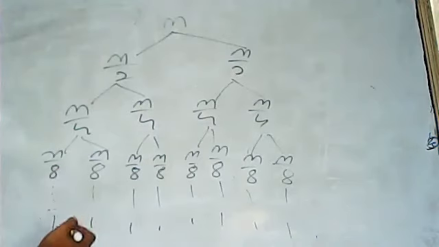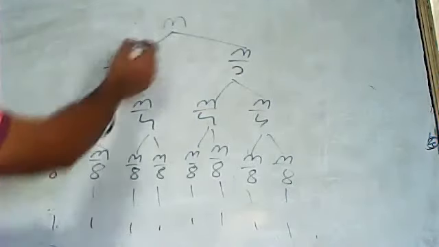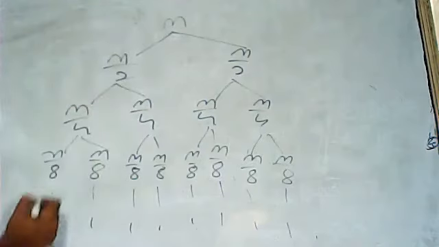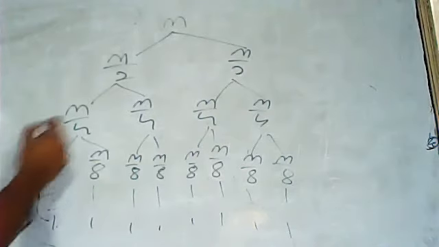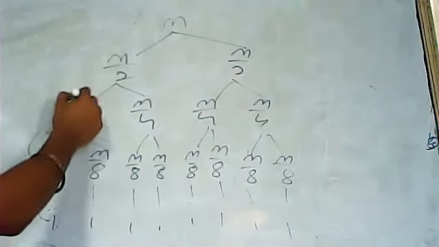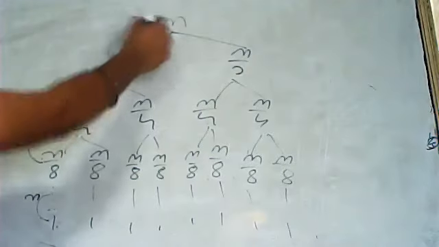So if this is the case, you can directly write it as log n, and then the work done at each level. We need to merge these elements. For merging, we have seen the complexity was n. So for merging these, we need complexity of n. Merging these n, merging these n.